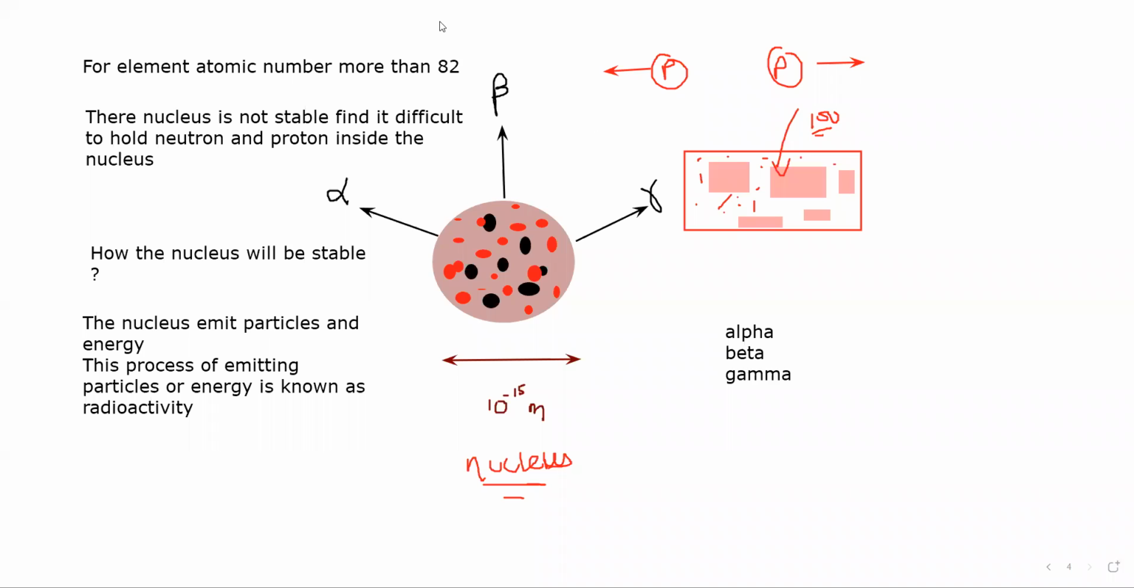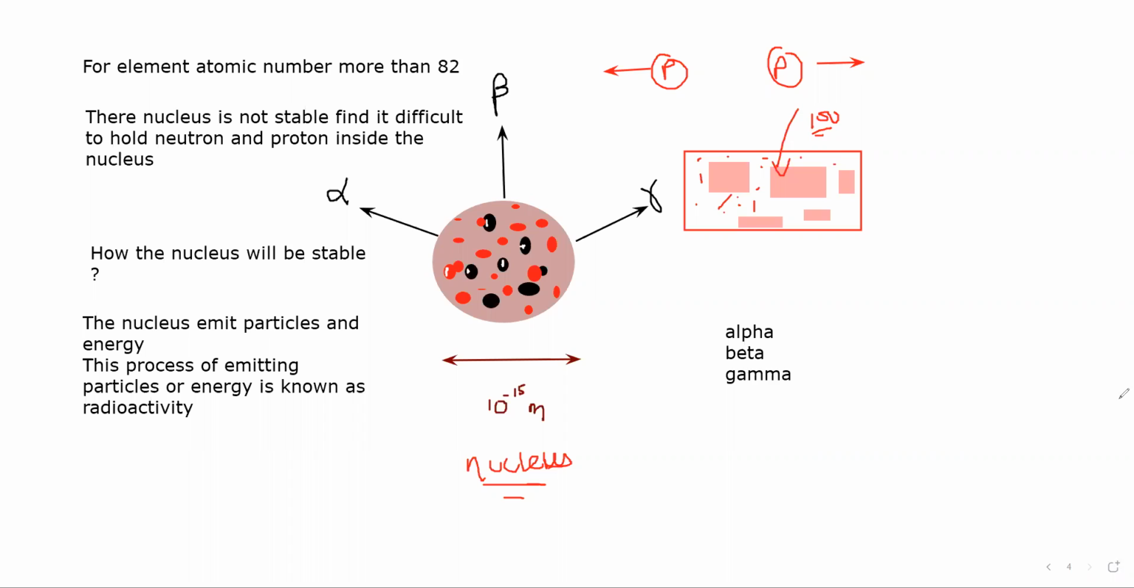The nucleus consists of particles such as neutron and proton. So inside the nucleus, you have protons and you have neutrons. Because there are a lot of protons and neutrons inside the nucleus, the nucleus finds it difficult to hold these particles. As the nucleus finds it difficult to hold these particles, it starts to emit out these particles, and the process of emitting out these particles is known as radioactivity. Emitting out the particle from the nucleus is termed radioactivity.